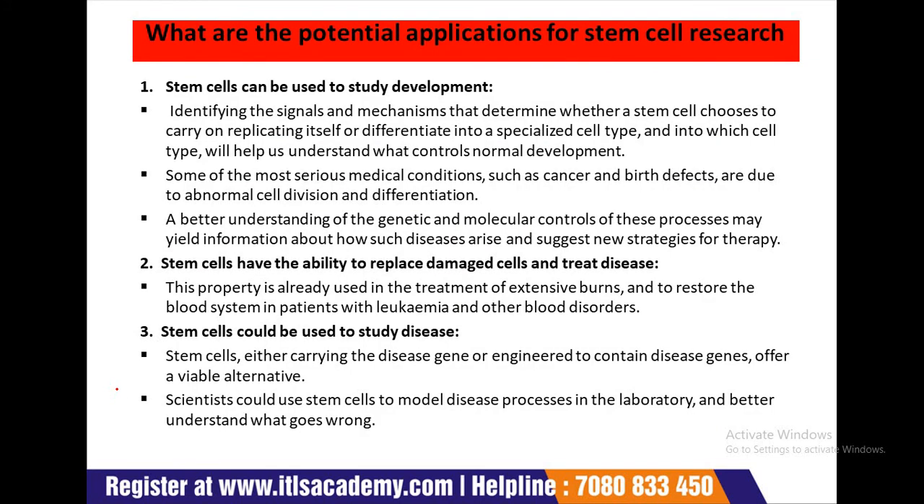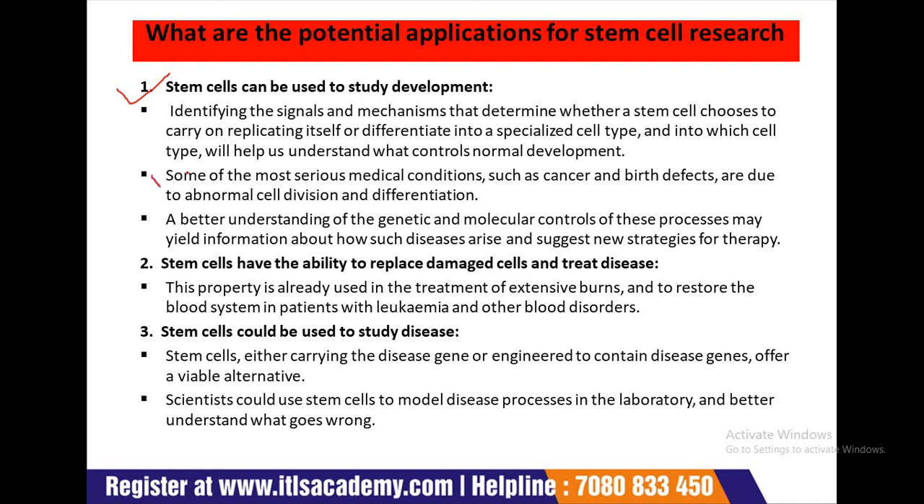Now we will discuss what the potential applications for stem cells are. First, we will discuss how stem cells can be used to study development. Stem cells may help us understand how a complex organism develops from a fertilized egg. In the laboratory, scientists can follow stem cells as they divide and become increasingly specialized, making skin, bone, brain, and other cell types, identifying the signals and mechanisms that determine whether a stem cell chooses to carry on replicating itself or differentiate into specialized cell types, and into which cell type. This will help us understand what controls normal development.